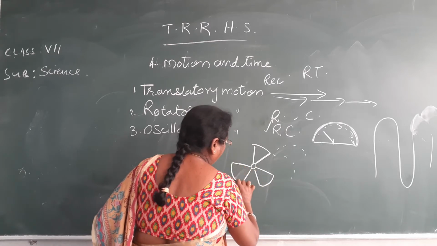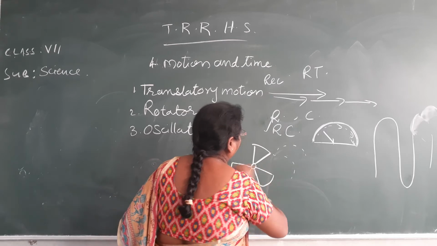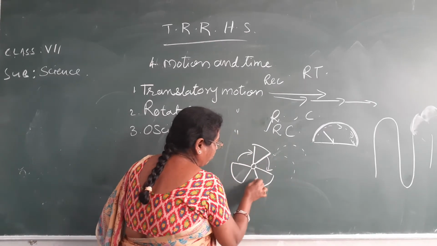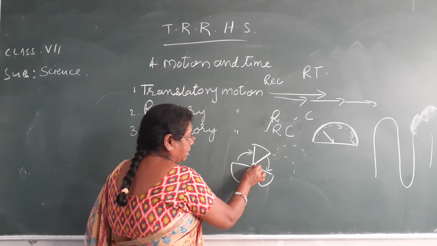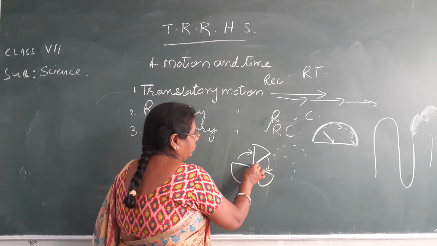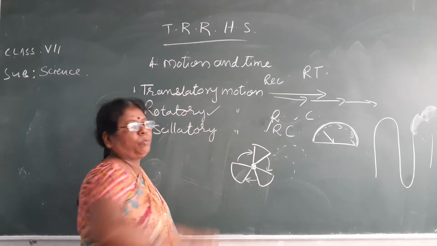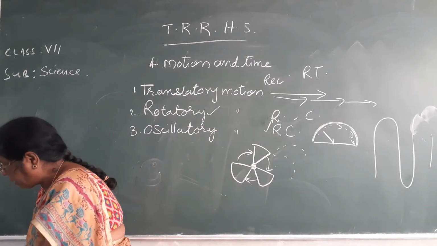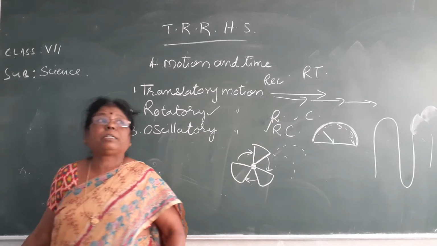See, these are the blades of the ceiling fan. All the particles of the blades are moving in a circular path at a fixed point. This is called rotatory motion. What are the examples of rotatory motion?